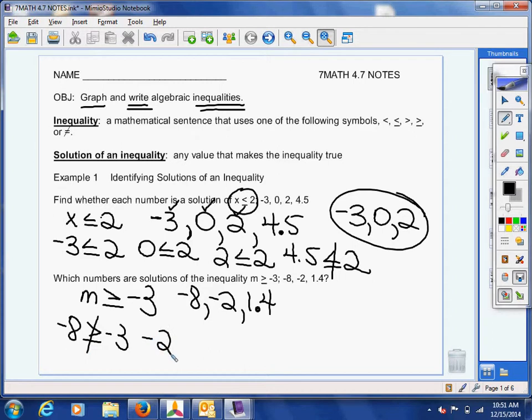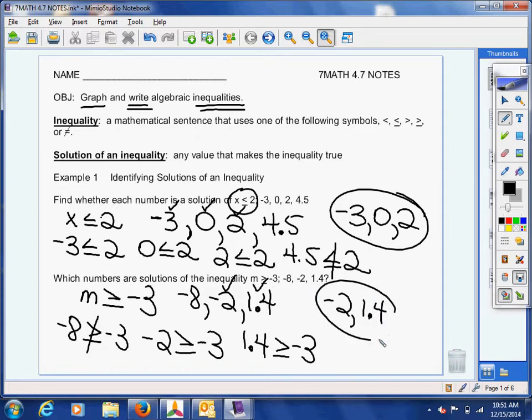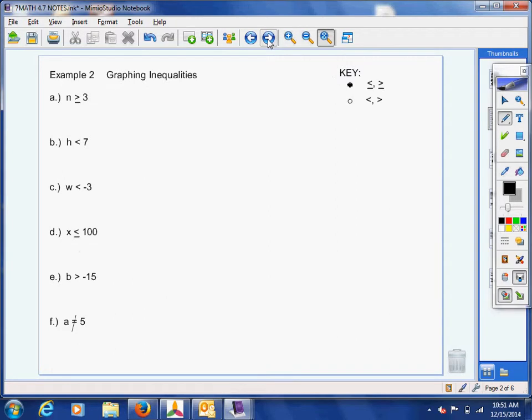Is -2 greater than or equal to -3? Yes, that one worked. Is 1.4 greater than or equal to -3? Yes. So this time we only had 2 answers, but these are the solutions right here. Those are the only 2 numbers we were given that actually work. And that's okay. What if none of them works? Then you just write none. It's okay. And if they all work, then write them all down. Okay?